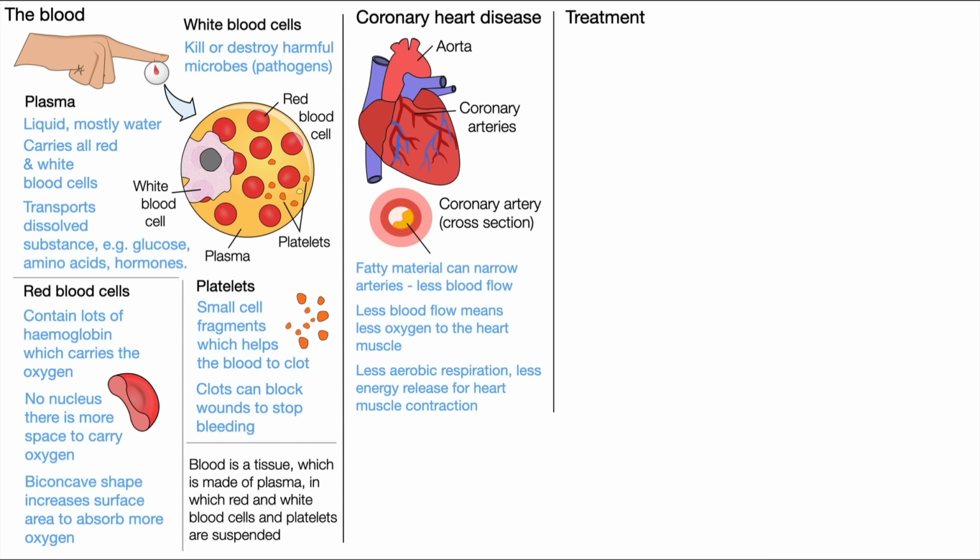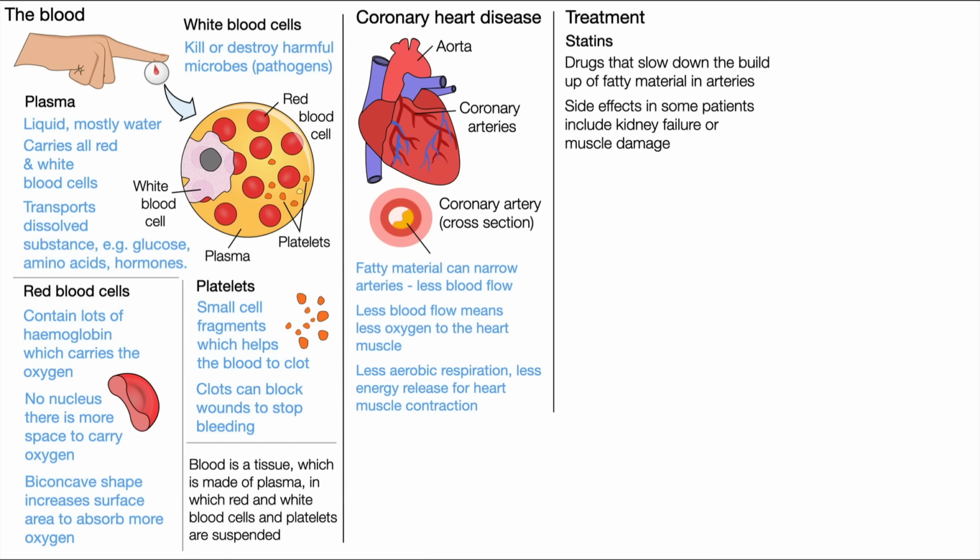Next, we need to look at the possible treatment for coronary heart disease. The first treatment is using drugs called statins, and these are drugs that slow down the buildup of fatty material in arteries. There are sometimes side effects, including kidney failure or muscle damage in some patients. So there are possible negative effects of taking statins.